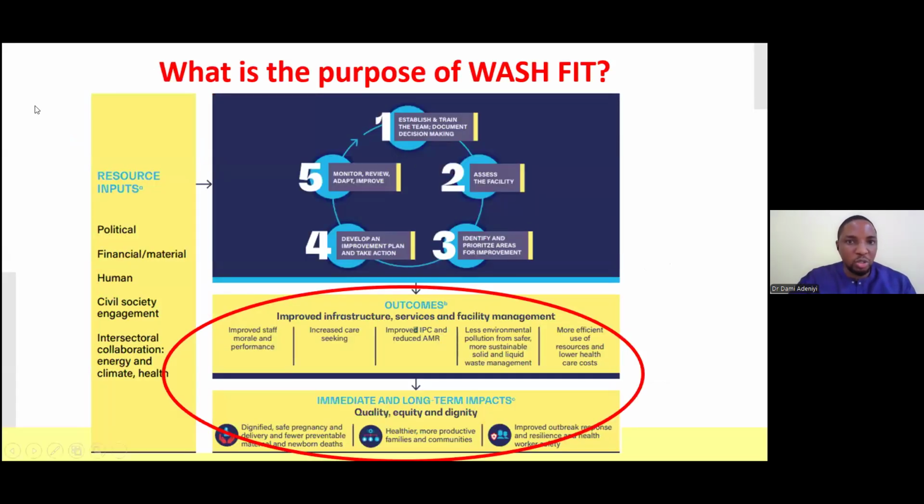Speaking about this, the purpose of the WASH FIT tool, amongst other things, the WASH FIT tool helps us to increase quality of care, by extension, increase the likelihood of others seeking care. It also helps us to improve the morale of our staff and their performance. It improves IPC and antimicrobial stewardship, which is to reduce AMR, and then reduces the level of pollution. We'll talk about some of the environmental cleaning components. And it also helps to be more efficient in the use of healthcare resources.